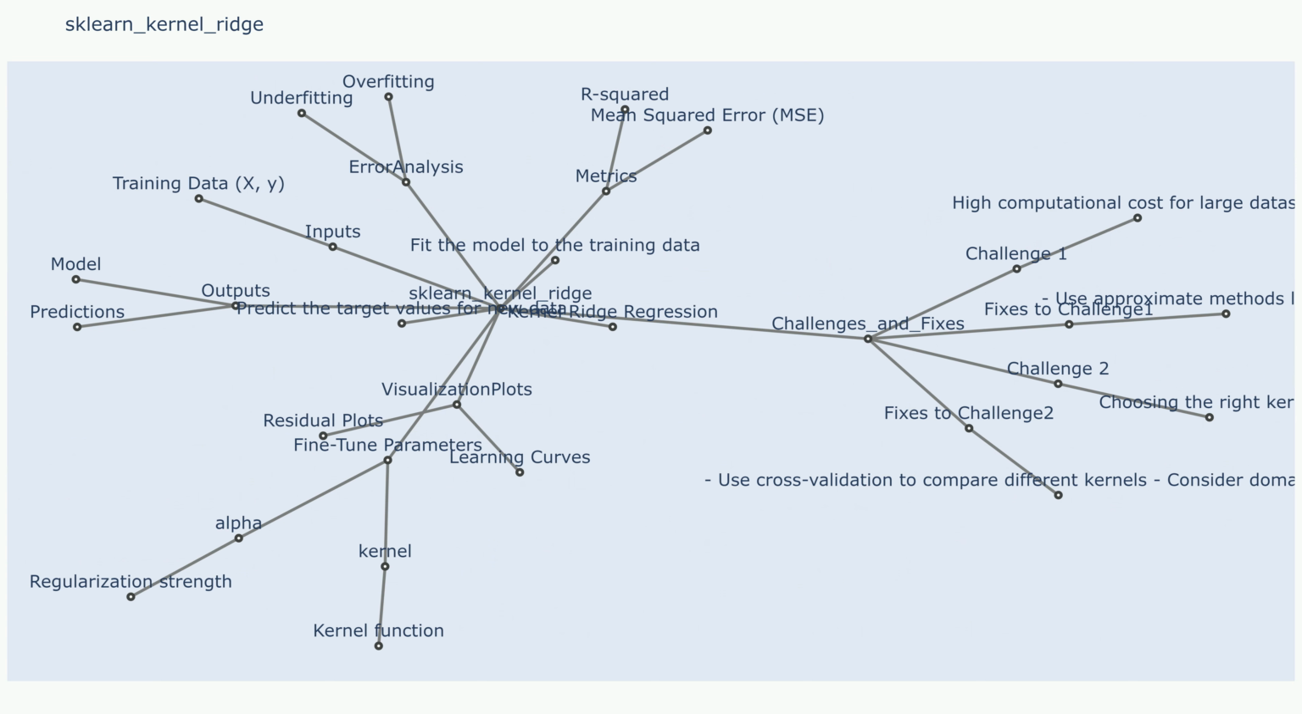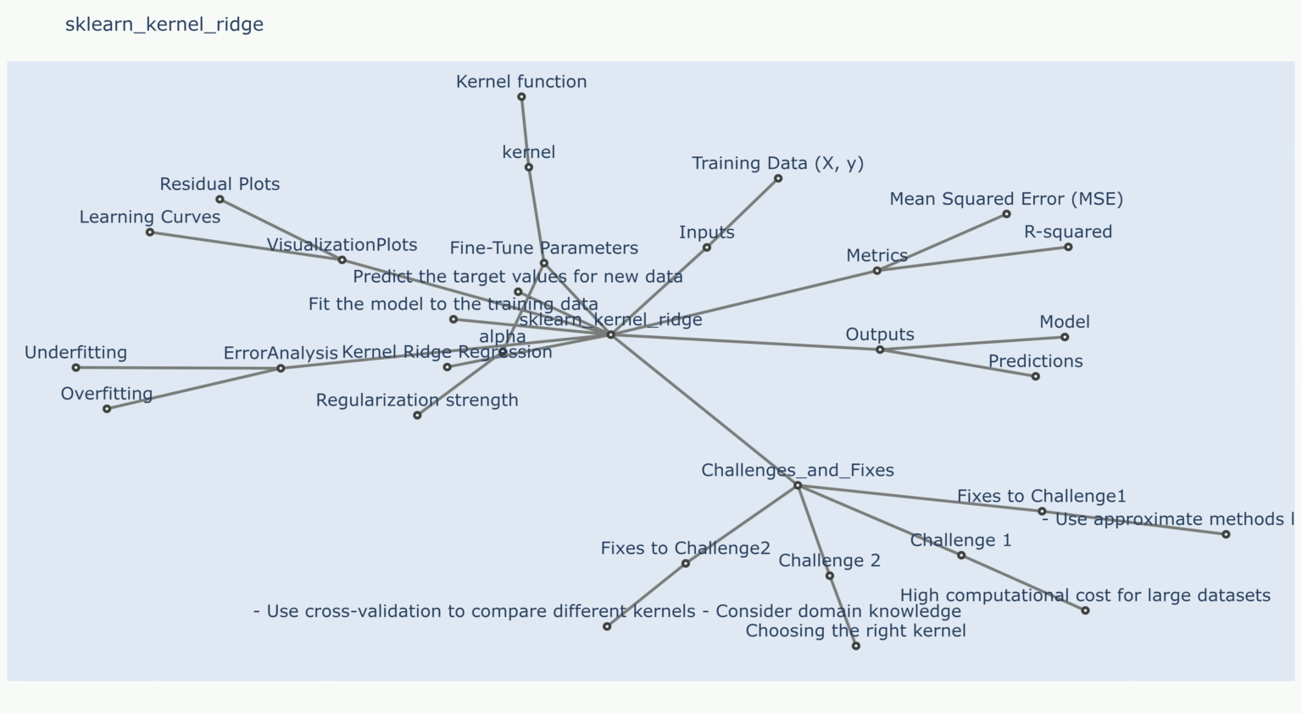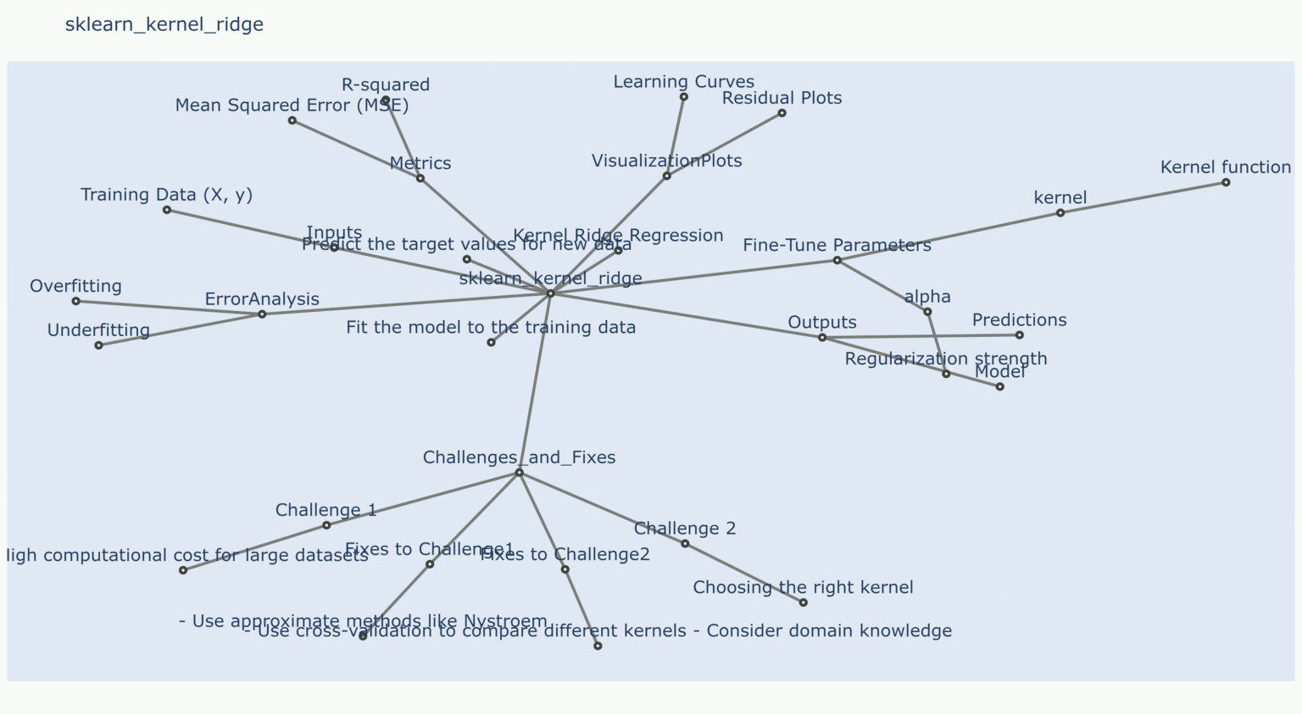Fine-tune parameters. Alpha, regularization parameter that controls the strength of regularization. Higher alpha values lead to stronger regularization and prevent overfitting. Kernel, choice of kernel function, such as linear, polynomial, or RBF, determines the type of nonlinear relationship the model can capture. Gamma, parameter for the RBF kernel that controls the width of the Gaussian function, influencing the smoothness of the decision boundary. Degree, parameter for the polynomial kernel that determines the degree of the polynomial function, controlling the complexity of the decision boundary.